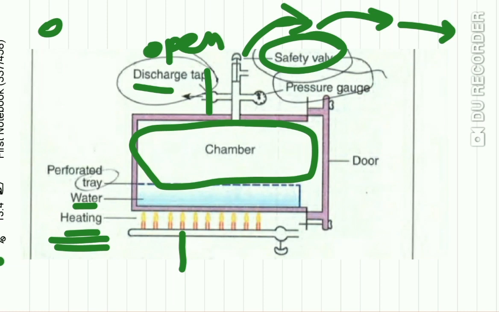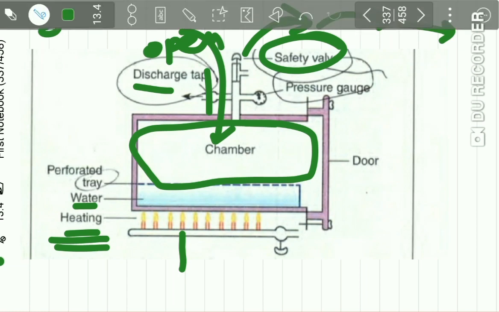After the holding period, the heat is stopped and the autoclave is allowed to cool till the pressure gauge indicates that the pressure inside is equal to atmospheric pressure. The discharge tap is opened and slowly the air is allowed to enter inside the chamber. The lid is then removed and the sterilized material is removed. So this is the easiest explanation of the principle of autoclave.